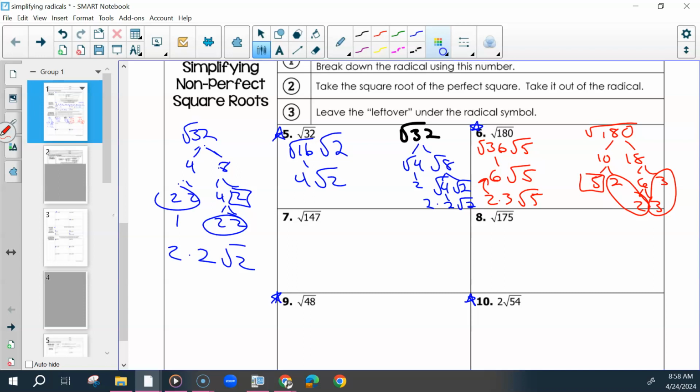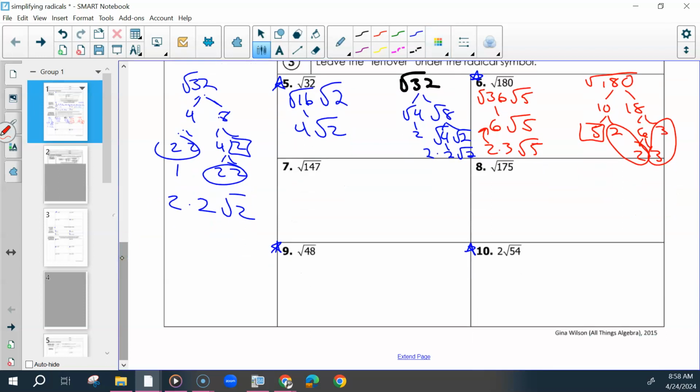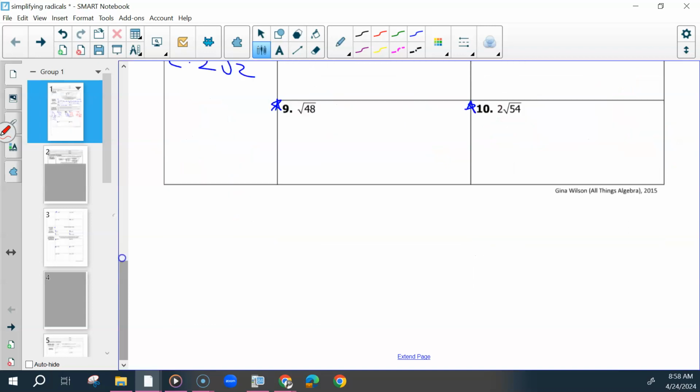So again, if you like the breaking it down method, go for that. If you would rather just stick with the perfect squares, also go for that. Do we have any questions on that one? Let's skip down to number 10. Do you want to use perfect squares or breaking that down?